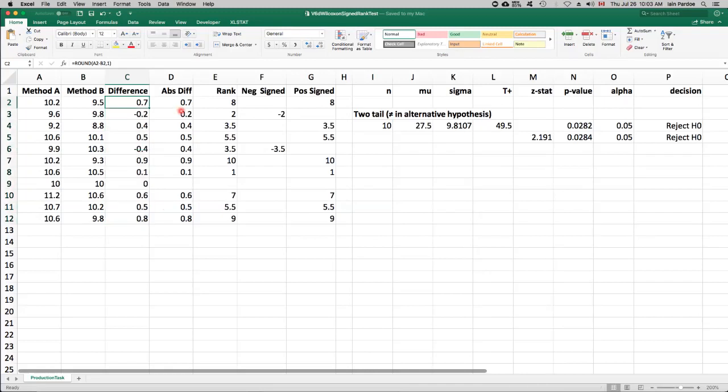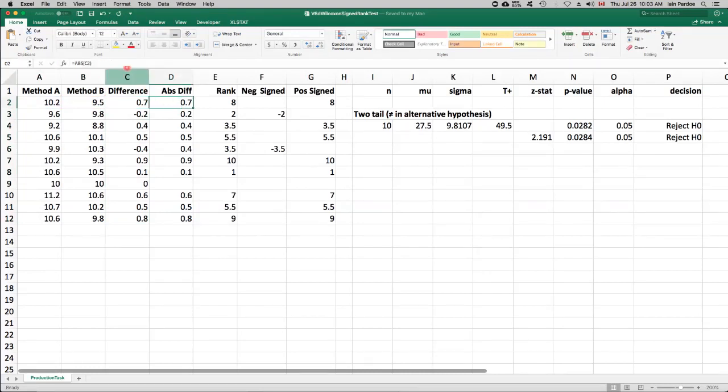When we're calculating these differences, Excel's a little bit quirky with rounding, so I'm just making sure that the numbers are rounded to 1 decimal place. The reason for that is when it comes to ties, Excel doesn't always recognize a tie unless the numbers are rounded.